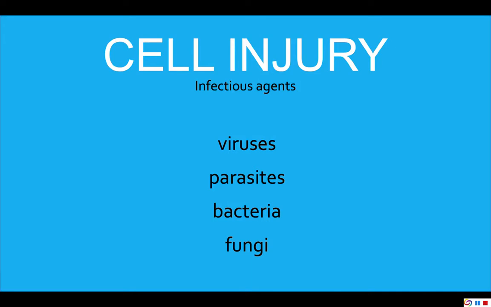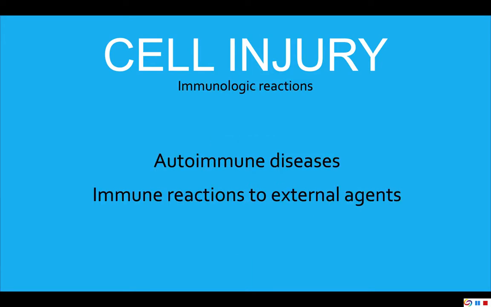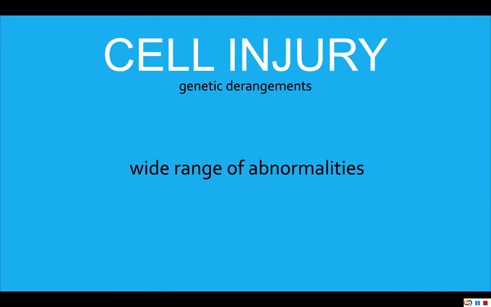You can also have immunologic reactions, so things like autoimmune diseases, or if you have immune reactions to any external agents coming in. You can have genetic derangements. There's a ton of these. We're going to talk about these when we get to the genetic chapter, which I believe is chapter 5. We're going to learn about some of these. You've probably already learned some of these in your embryology class.